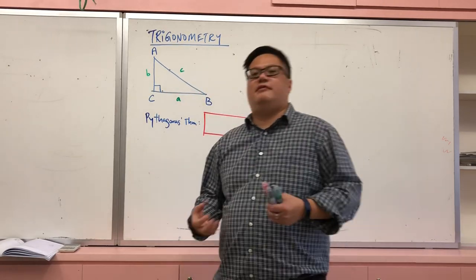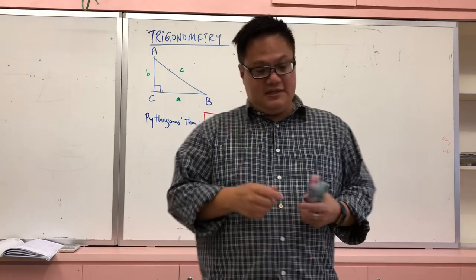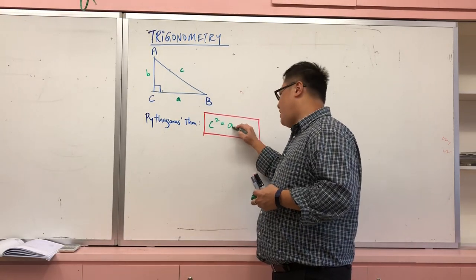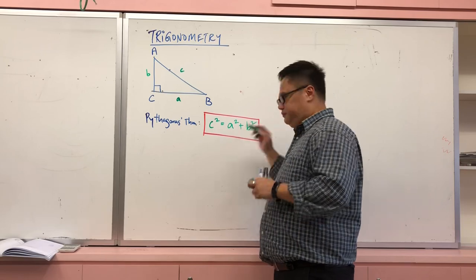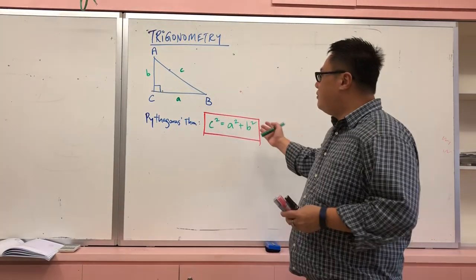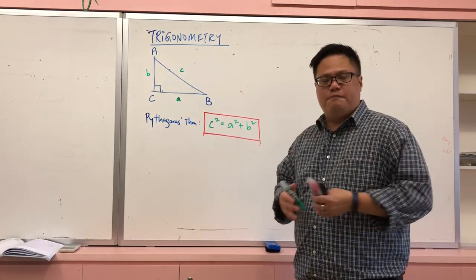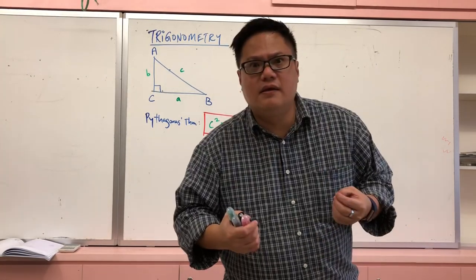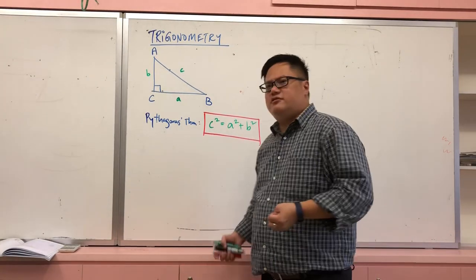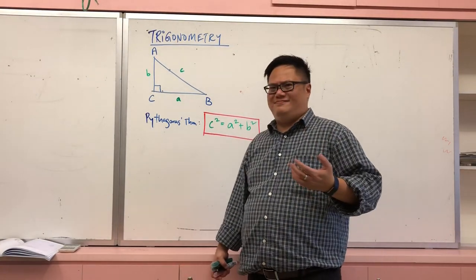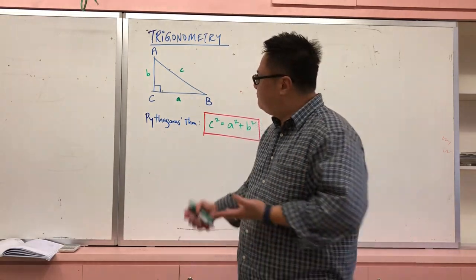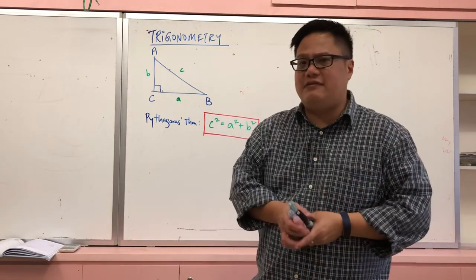So what does the Pythagoras theorem state? The formula states that c squared equals a squared plus b squared. Very good. That's what the formula states, right? But what exactly does it mean? Can you recall what your teacher taught you in set 2 regarding what the Pythagoras theorem means? Do you know? Alex? What does the Pythagoras theorem mean?